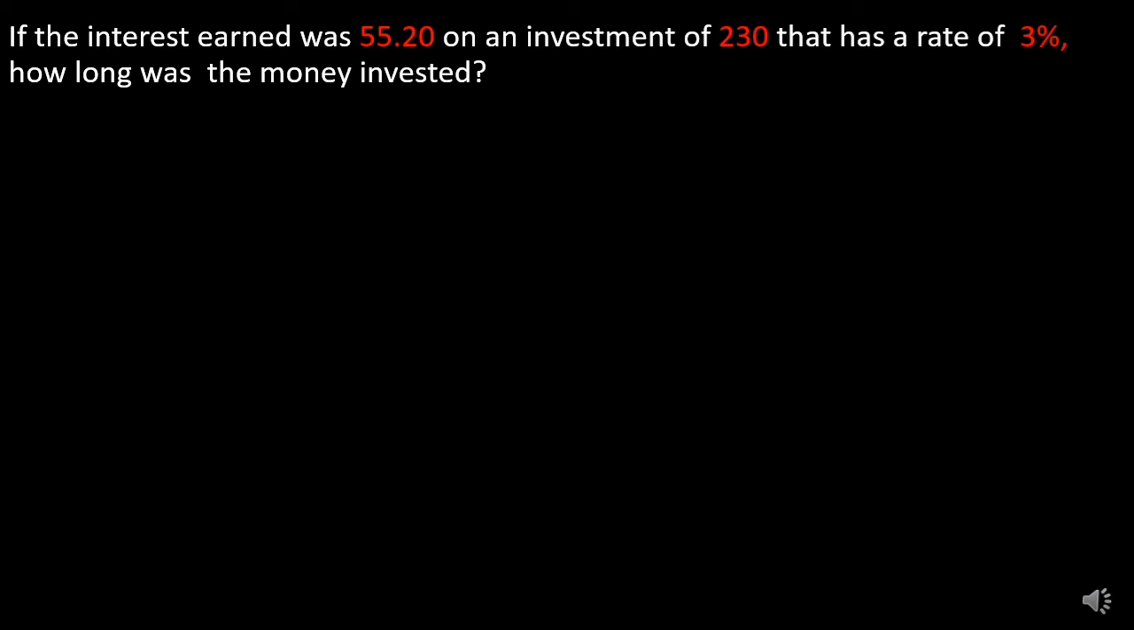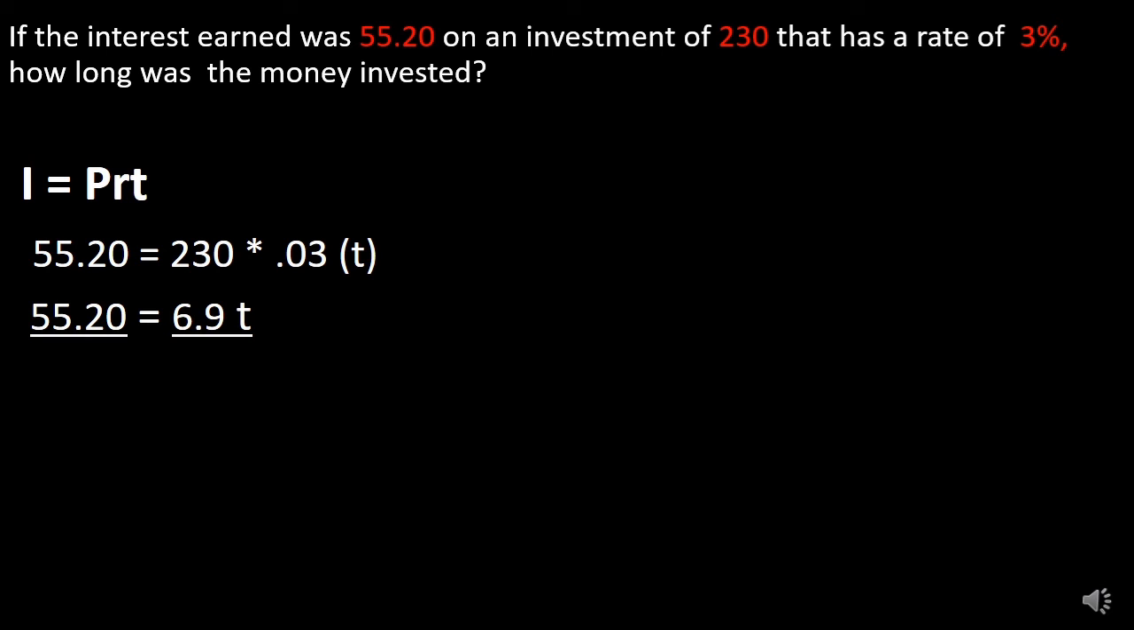If the interest earned was 55.20 on an investment of 230 that has a rate of 3%, how long was the money invested? The formula is interest equals principal times rate times time. So 230 times 0.03 equals 6.9. So we're going to get the same value, 6.9. So only the time will remain: 55.20 divided by 6.9. So the final answer is 8.